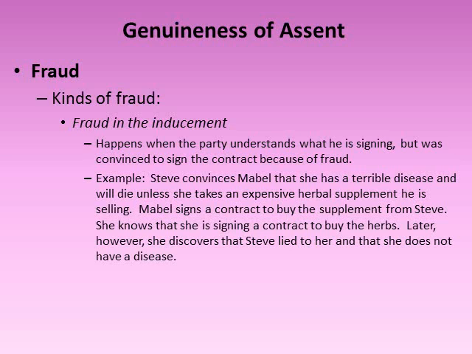Later, however, she discovers that Steve lied to her and that she does not have a disease. And so it's not like fraud in the factum. She knows what she's getting herself into. She knows she's signing a contract to buy these herbs. They're very expensive. She knows all of that. But the reason that she entered into the contract was based upon fraud. In fact, she does not have this disease, and she doesn't need this expensive herbal supplement. So she was induced to enter into the contract through fraud. So that's another type of fraud that we might have, that we will let Mabel out of that contract and rescind it because of this.